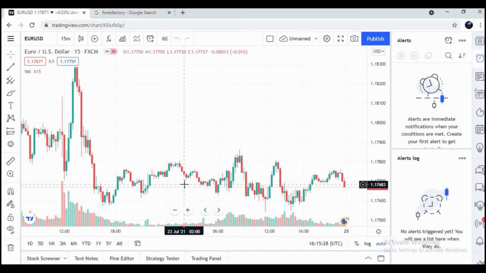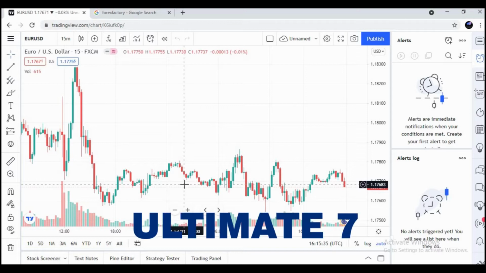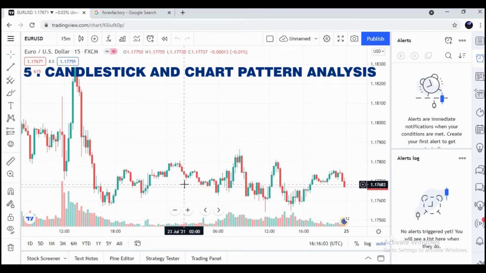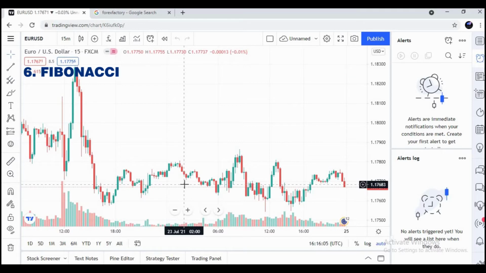First thing to do when analyzing is you should list all your strategies. The strategy we use here at Forex Signals is the Ultimate 7, which includes: 1. The Forex News Analysis, 2. Time frame analysis, 3. Support and resistance, 4. Trend lines, 5. Candlestick and chart pattern analysis, 6. Fibonacci, and 7. Indicators.